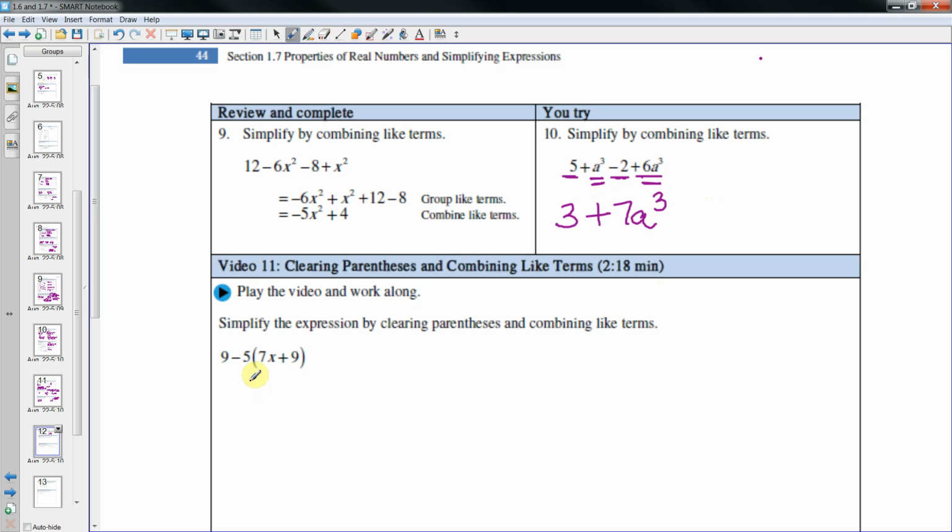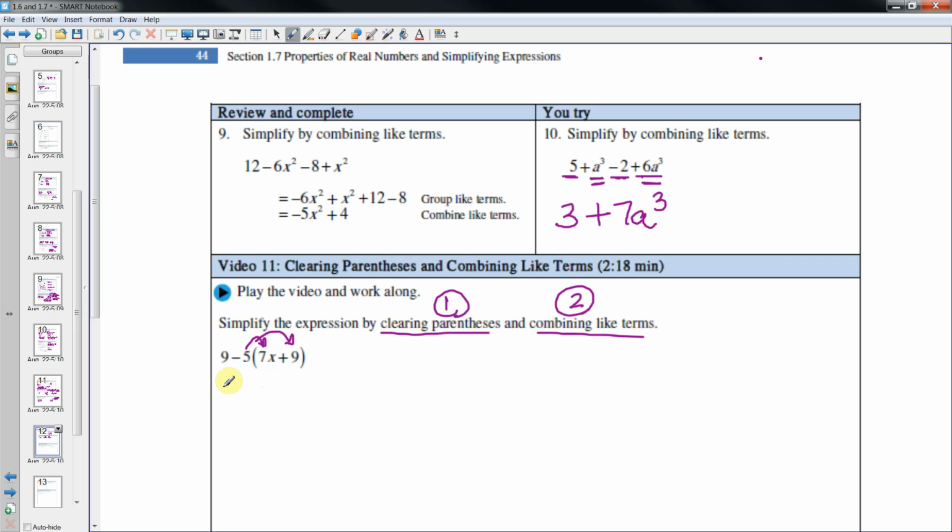Now this one's going to be interesting because we've got some clearing parentheses that we need to do. So this is coming back to our order of operations, our distributive property. We're combining a lot of things that we've learned from this chapter into one problem. So the first thing I need to do is clear parentheses before I can collect like terms. So you need to clear parentheses first, then combine like terms second.